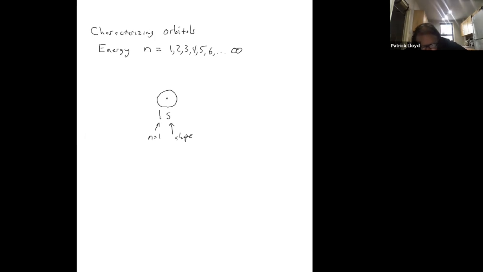But you can also have a larger orbital. The electron could be, on average, further away from the nucleus. We'll call this a 2s. n is equal to 2. This is your shape. Same shape, right? It's just bigger, has more energy. Energy is increasing in this direction. Okay, what about 3? Well, same idea, it just gets bigger.